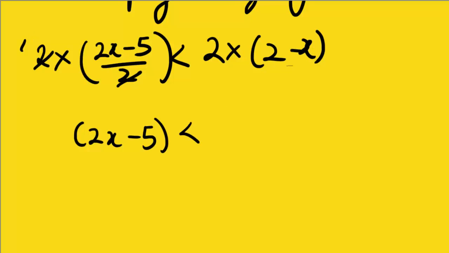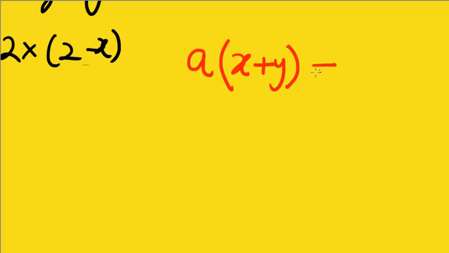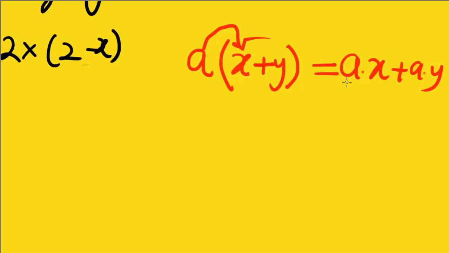I'll do that in red. Say you had an expression of this form. You probably know this, but for those who don't, you had something like a times x plus y. How do you solve it? You solve it this way: a times x plus a times y. All you literally do is take the term outside the bracket and multiply it by the first term, a times x. That dot means times. And then you keep the sign, plus, and then you do the same, a times y.